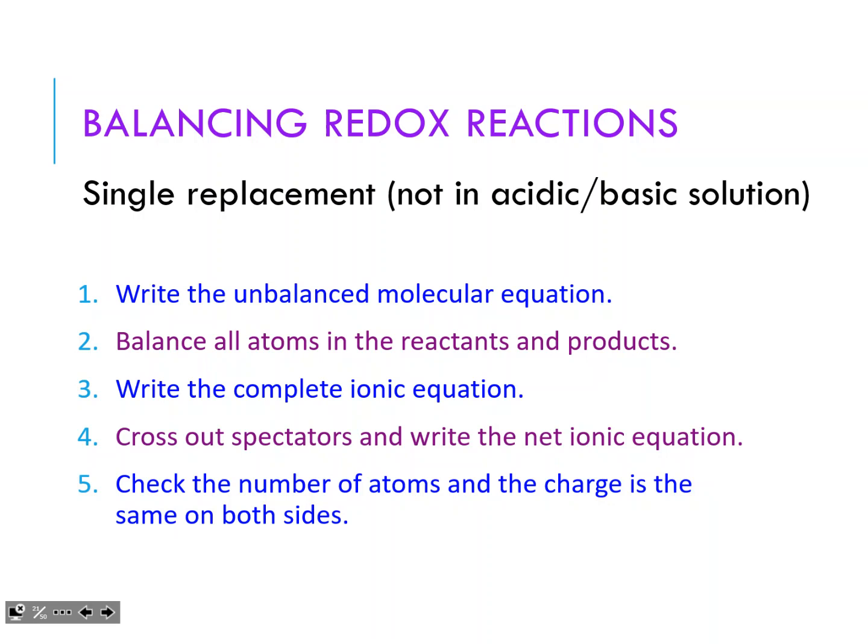Balance all the atoms in the reactants and products. Write the complete ionic equation. Cross out spectators and write the net ionic equation. And then you check your atoms and you check the charge on both sides. Now, of course, these are just regular single replacement reactions. They are not taking place in acidic solution or basic solution. Those are going to follow different rules.